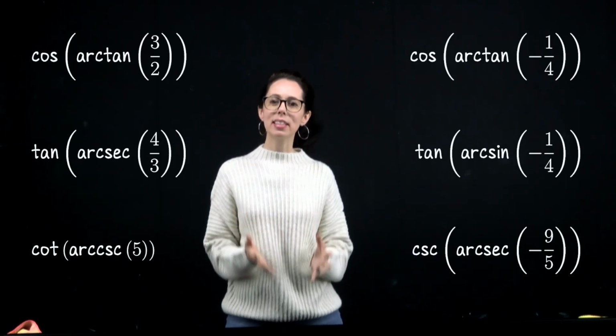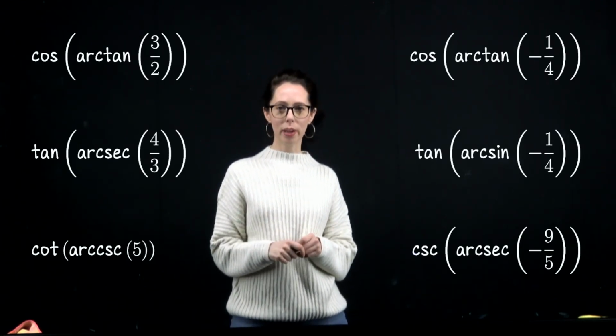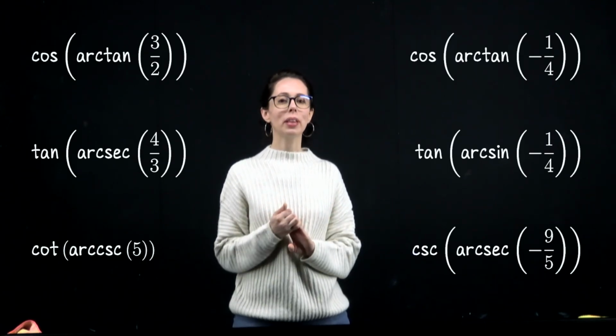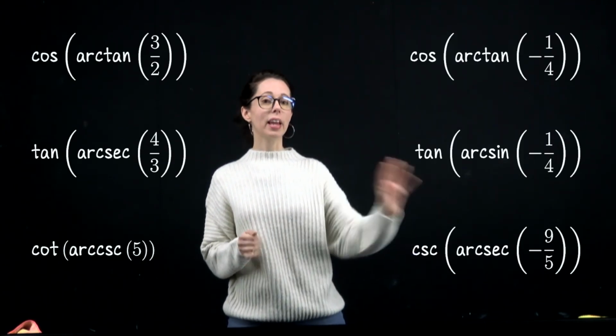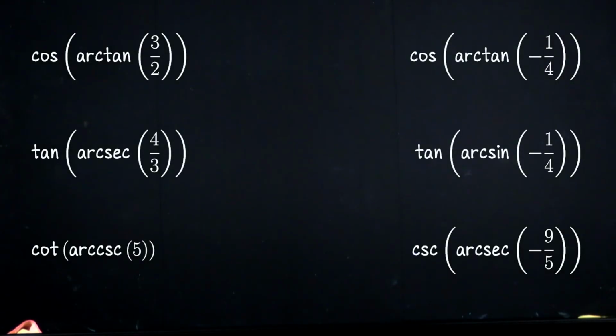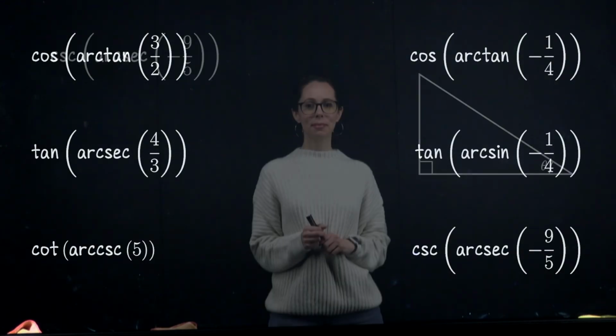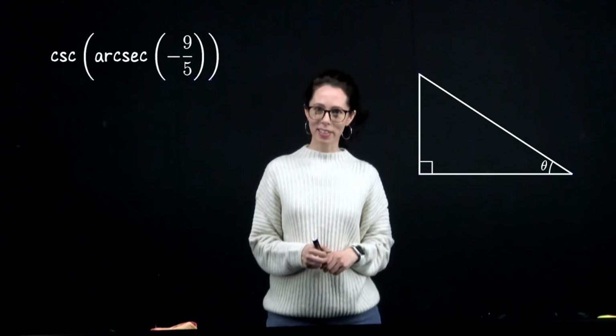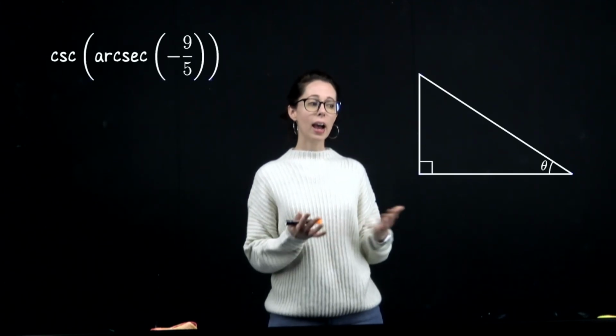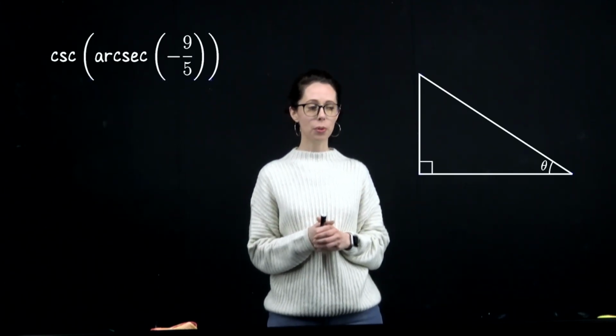The process again is the same. We just have to be careful that the triangle is situated in the correct configuration and that we label the sides carefully so that the negative makes sense. For cosecant of arcsecant of -9/5, I sketched a triangle in the second quadrant. I hope you did as well.